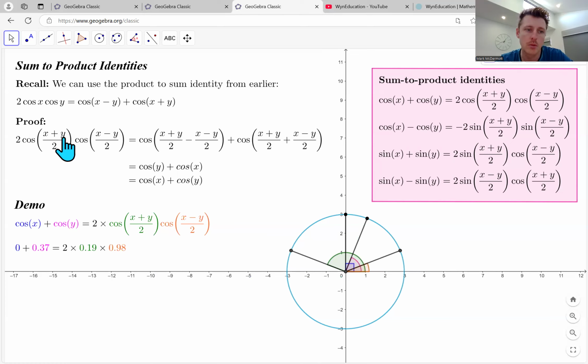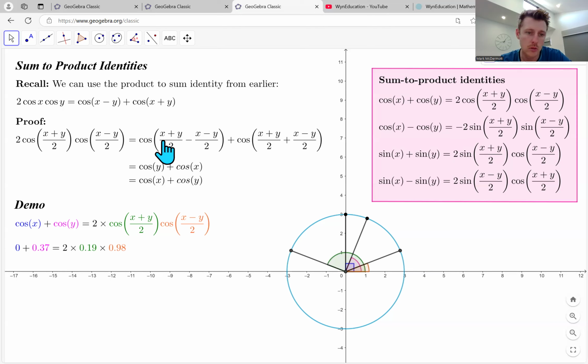Okay, and then we can just do a quick proof here. So if we were to say that the angle x was equal to (x plus y) on 2, we would sub that into here. So it'd be 2 multiplied by cos((x plus y) on 2). And if we were to say y was (x minus y) on 2, we would get cos((x minus y) on 2). All right, equals, now just applying this rule that we just learnt. So it'd be cosine of ((x plus y) on 2 minus (x minus y) on 2) plus cosine of ((x plus y) on 2 plus (x minus y) on 2).